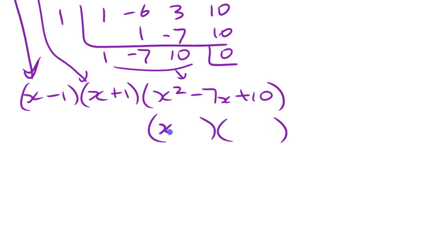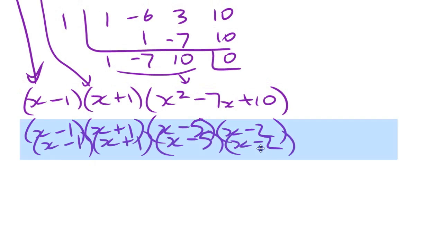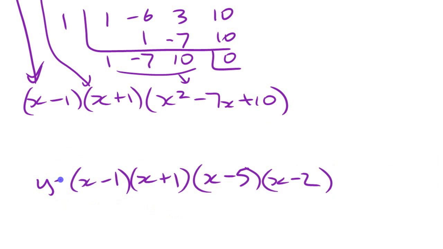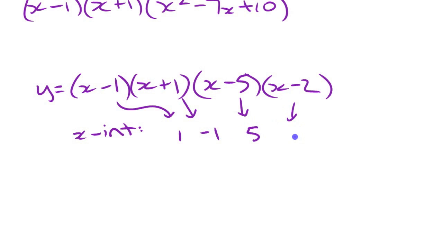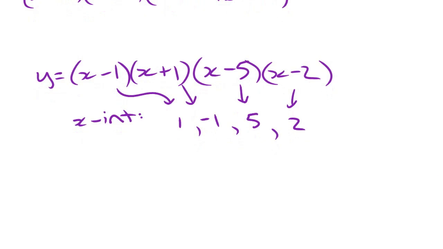Last time here. x minus 5, x minus 2. Keep the other ones here. That's the factored form of that function, and that's going to tell us our x-intercepts. The x-intercepts are 1, negative 1, 5, 2. Right? Those are our x-intercepts. And we're going to try and draw a graph of this.